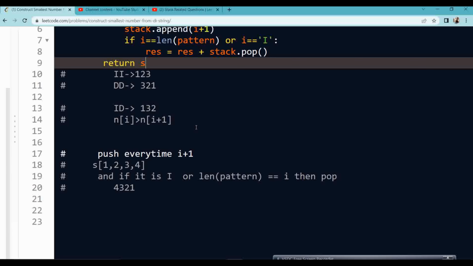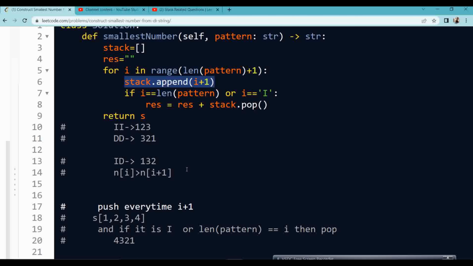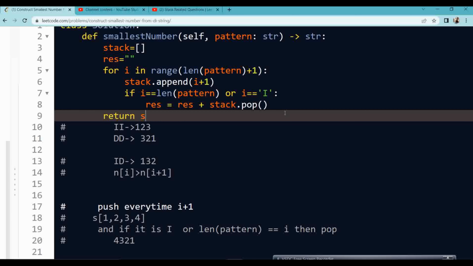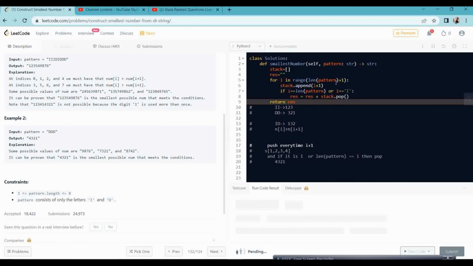So I have done the same step which is given here. We need to push every time, and if it is equal to I or equal to the length of pattern, then I need to just pop, otherwise I need to return. So let's try to submit it.